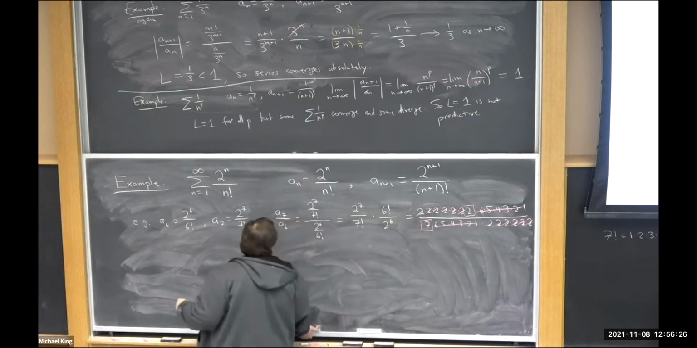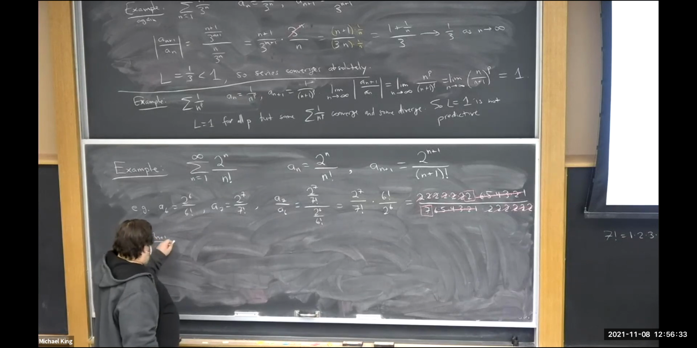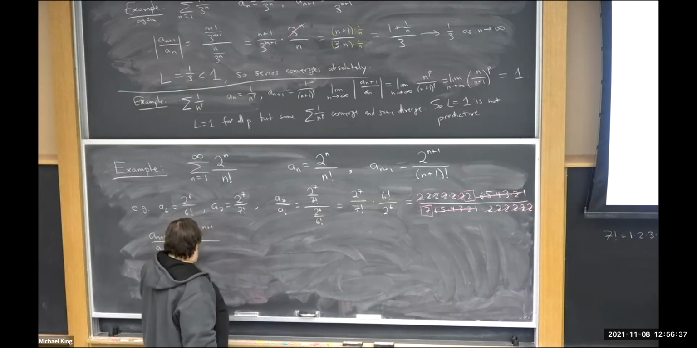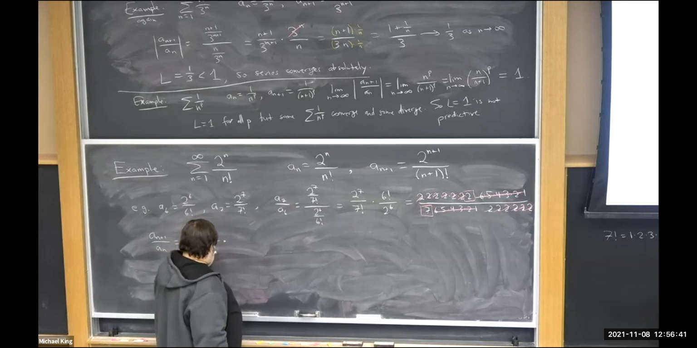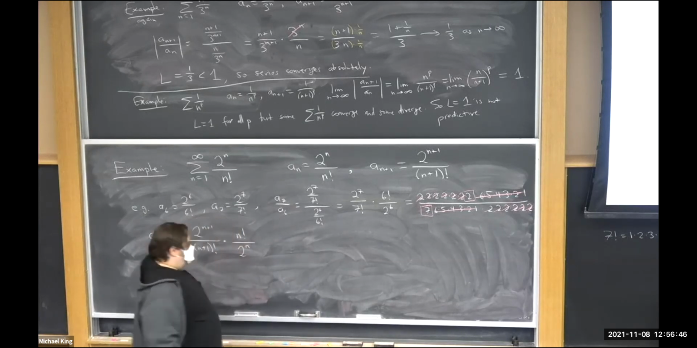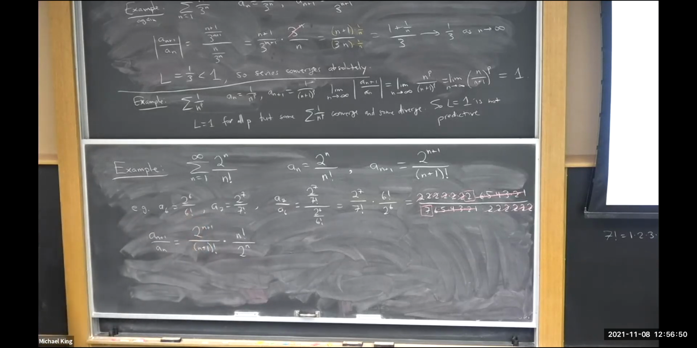So did anybody see what happens in general? a sub n plus 1 over a sub n is 2 to the n plus 1 over (n plus 1) factorial. I'm just going to skip the step where I write it as a big fraction and flip it over, and go directly to the divide and flip over. And so the question is, how do n factorial and (n plus 1) factorial cancel? What's left?